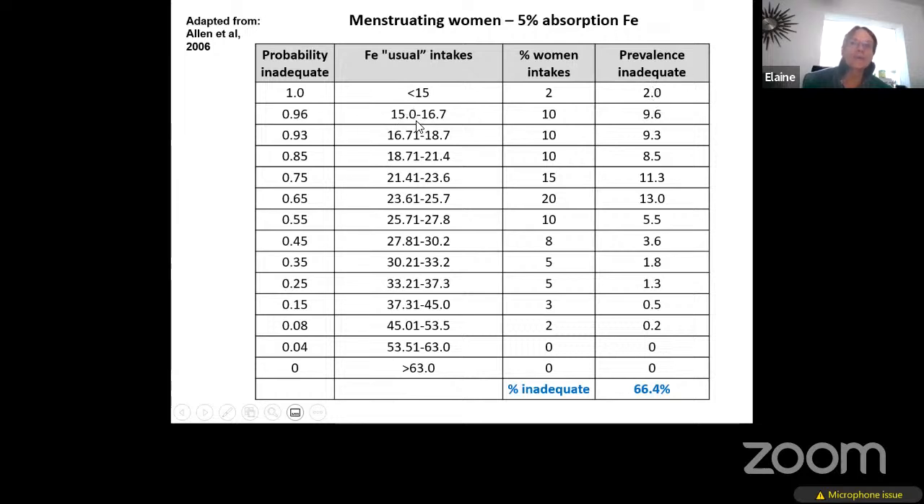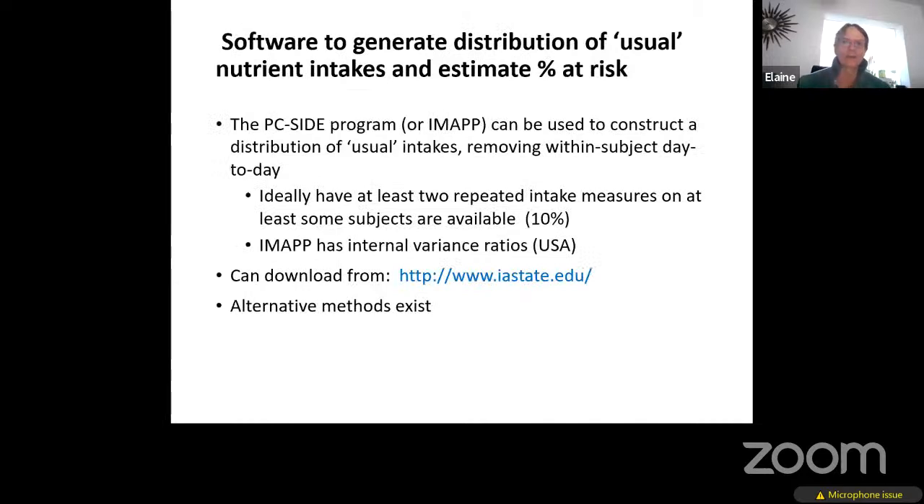So you go through the intake distribution and you get up here where the probability of inadequacy is almost 0. At each level, you look at the number of individuals, multiply it by the probability, and that will give you a number. You sum those, and that gives you the percentage at risk of inadequate intake. So this is looking at the probability at each intake level and what that means in terms of inadequacy. But again, it doesn't identify those that are at risk.